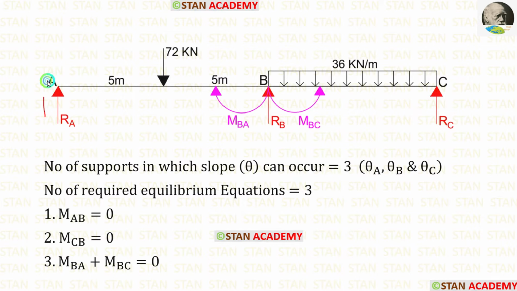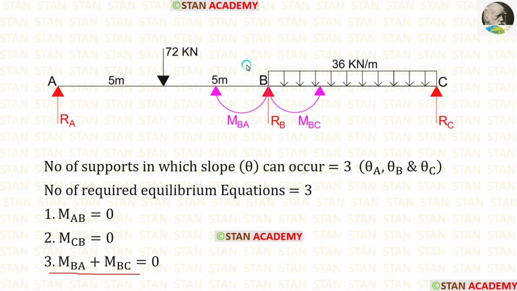You can see that in the point A and in the point C, we are only having the vertical reactions and there are no movements. Using that, we can make the first two equilibrium equations. MAB is equal to 0 and MCB is equal to 0 because in the points A and C, the moments are 0. The third equilibrium equation can be made in the joint.